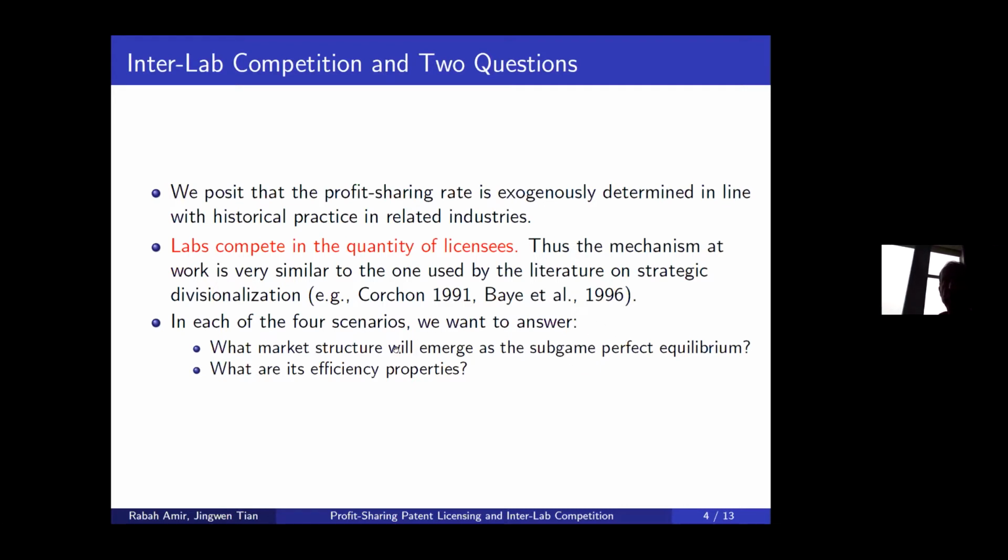And for each of the 4 versions of the model, we wish to answer the question of what market structure will emerge as the subgame perfect equilibrium. So the game we have in mind is in the first stage, each lab decides how many firms to sell the license to. And in the second stage, all the licensees compete in a Cournot model with linear demand, linear costs, the usual simple setup. I'll talk about general demand towards the end.